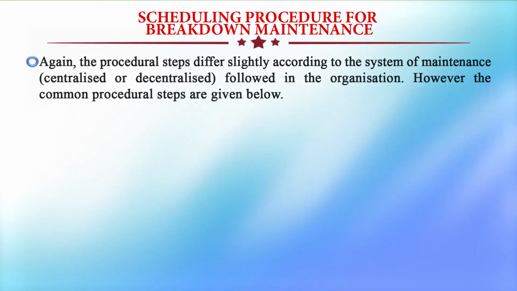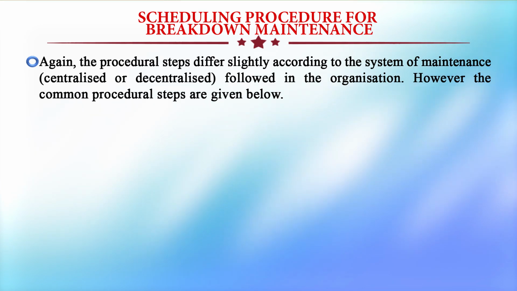Scheduling procedure for breakdown maintenance. Breakdown maintenance resembles job production, therefore the scheduling of breakdown maintenance jobs is similar to that of job production with little changes. Basically, production maintenance is the repair function of plant engineering. Thus, when various jobs for repair are received by a plant engineering department, they are sequenced, assigned and scheduled according to some predetermined rules. Again, the procedural steps differ slightly according to the system of maintenance, centralized or decentralized, followed in the organization.